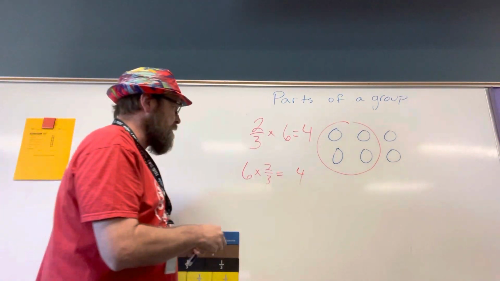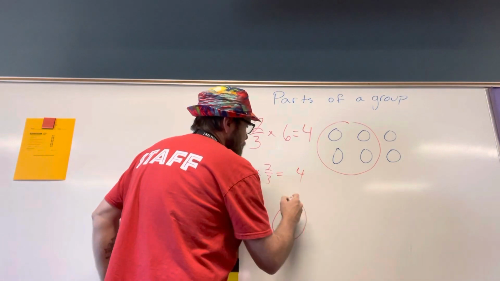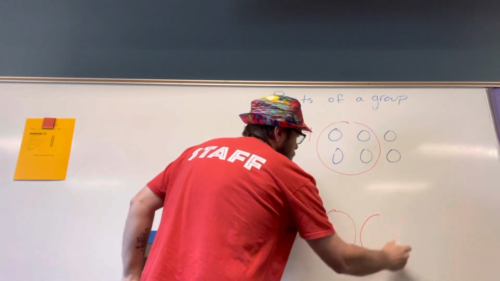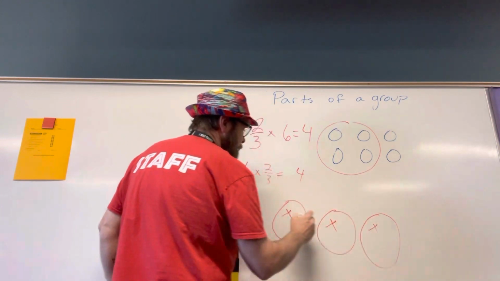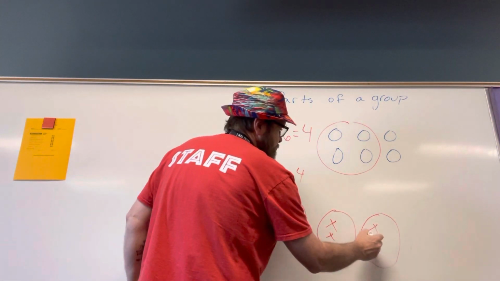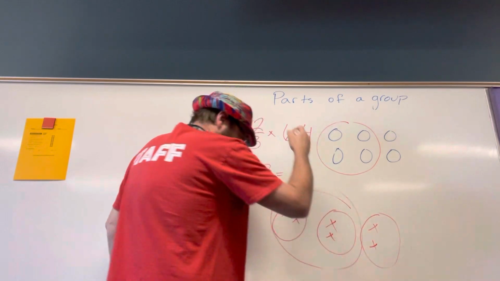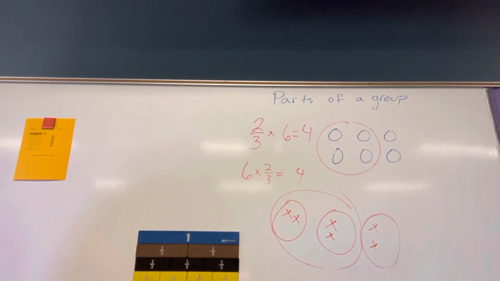Now sometimes you'll see it like we did yesterday. Okay, we need 3 groups. I need to have the same amount in each group. 1, 2, 3, 4, 5, 6. Circle 2 groups, and that gives me 4. Okay, just different ways you may see it.